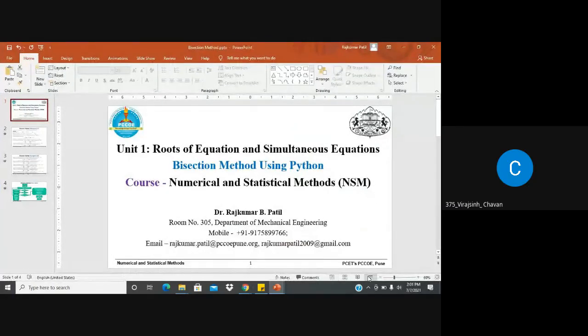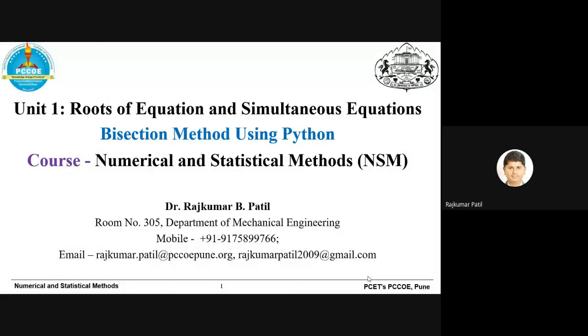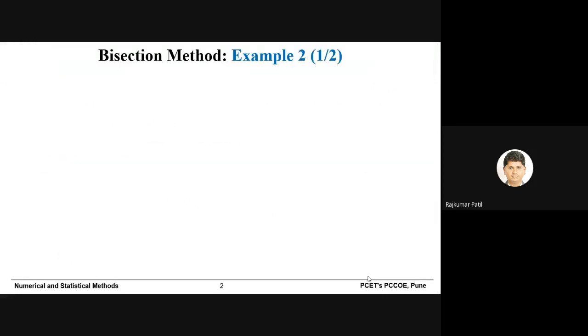Yes, sir. Okay, so today we will see a program on bisection method and we will use Python for the same. So let's take one example. Find the root of the equation x cube minus 5x plus 1 equal to 0 using bisection method. So here it is mentioned that you need to use bisection method. Equation is given to you.